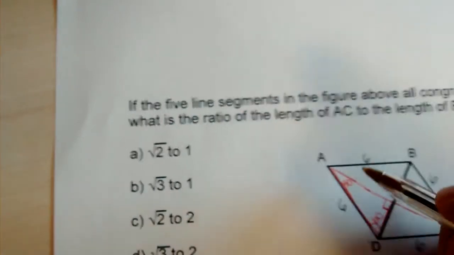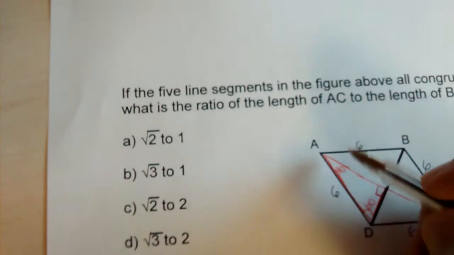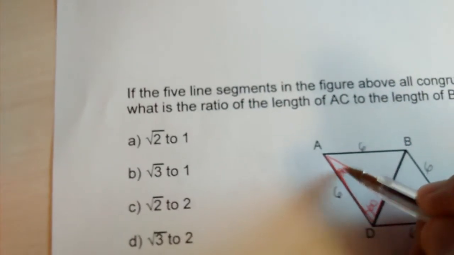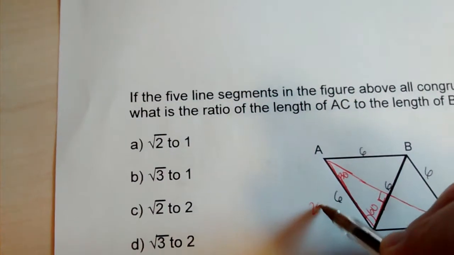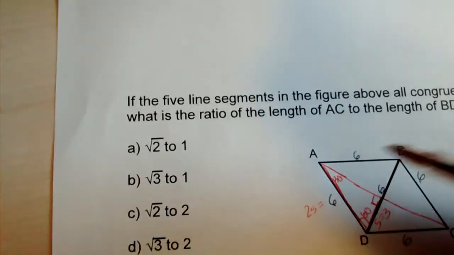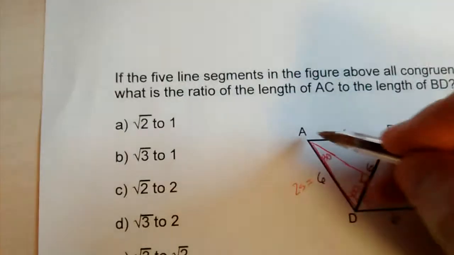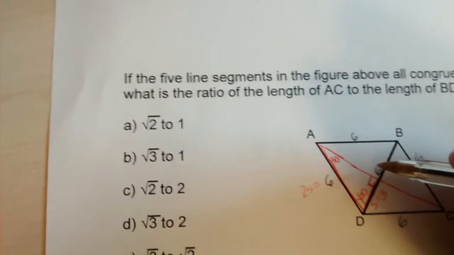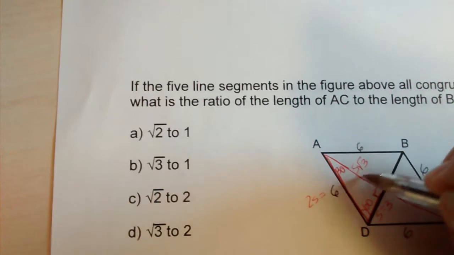So in this case, you can look at your rules from the front of the section. The side opposite 30 is going to be half as much, so we would call that s, and that's going to be s equals 3. And then the other one, the one that we're looking for, half of AC, actually turns out to be the longer leg of this right triangle. So that's going to be s root 3, or 3 root 3.